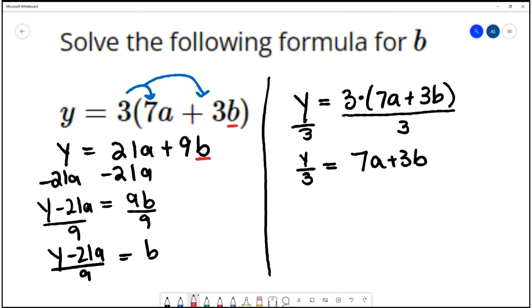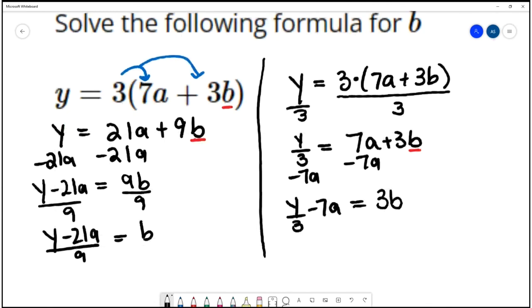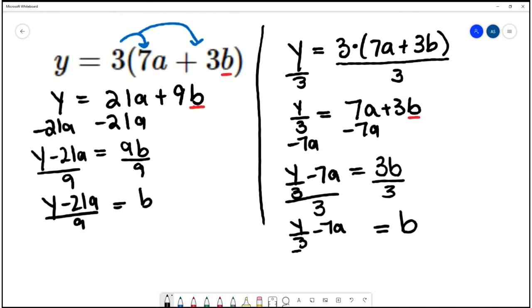So now I'll isolate that b by subtracting 7a on both sides. That gives y over 3 minus 7a equals 3b. And then I'll divide both sides by 3. This gives b equals y over 3 minus 7a over 3.